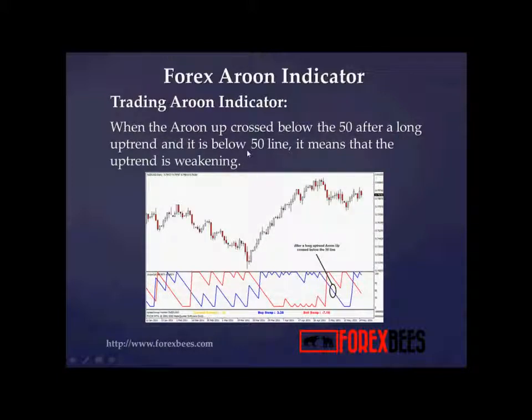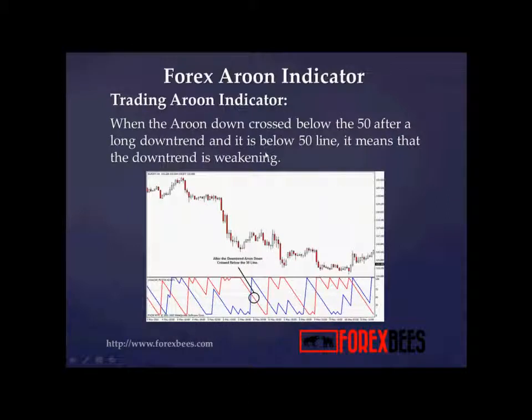When the Aroon up crosses below the 50 after a long uptrend and it is below the 50 line, it means that the uptrend is weakening. In this picture, you can see that the Aroon up is above the 70 line for quite some time, and after some time it crossed below the 50 line and it is below the 50 line. You can see that the price is consolidating at this point.